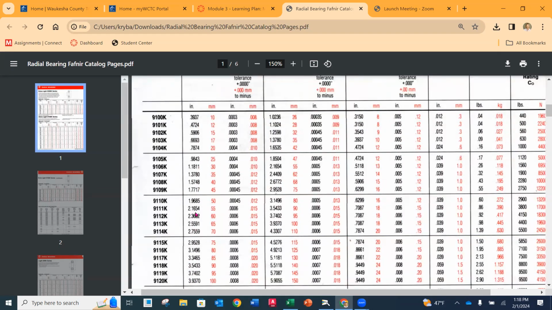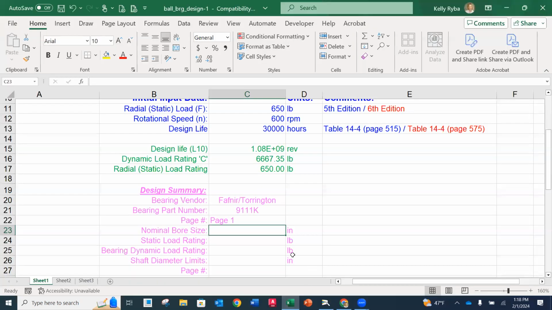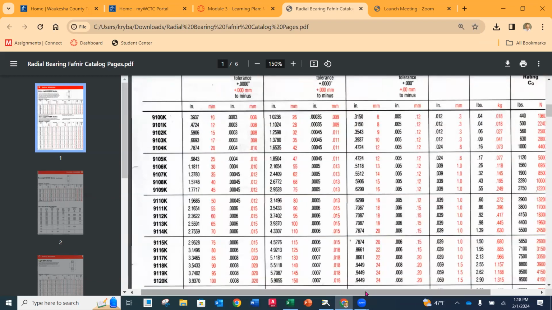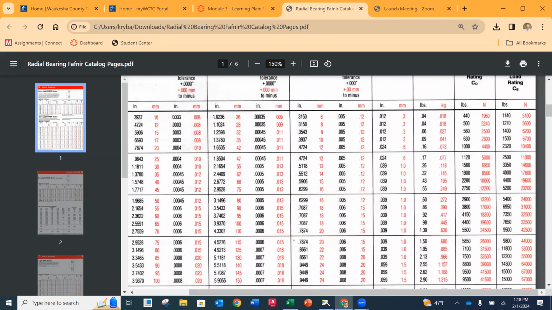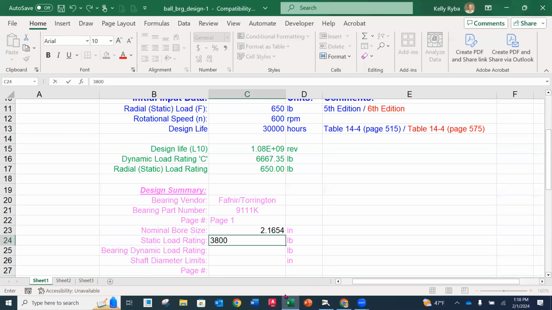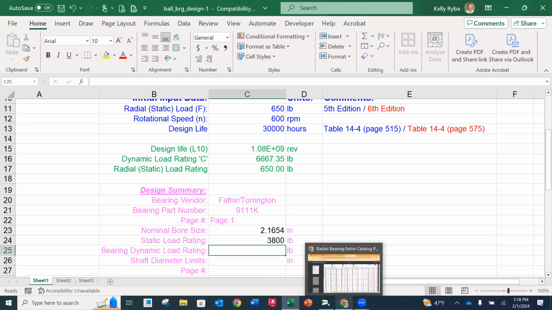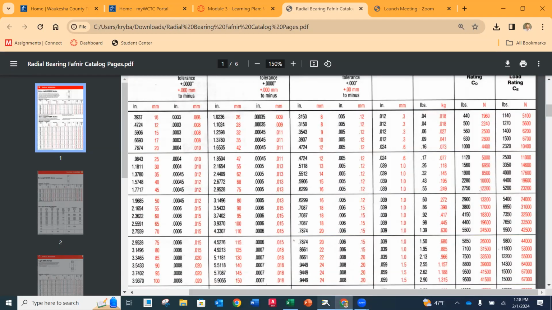And it's 2.1654. Oh, I gotta make that pink. I'll do that later. Static load rating. So we want to fill in what was the static load rating for this. So I'm going to go back over here. I've got to go all the way over here. It's going to be 3,800. Sorry, I added some of these fields, so I didn't update it to be pink. So make sure you do that, because it's going to look nicer. And then I need the dynamic load rating, which is 6,950.